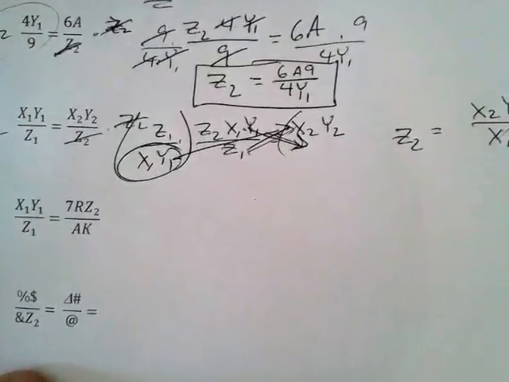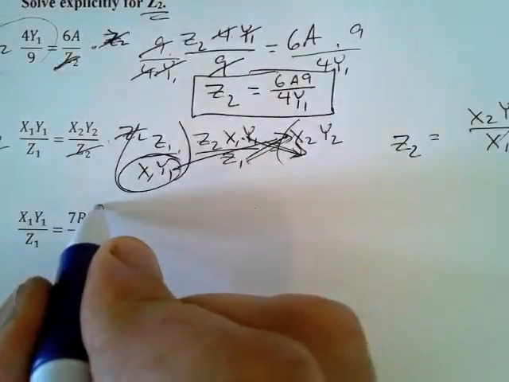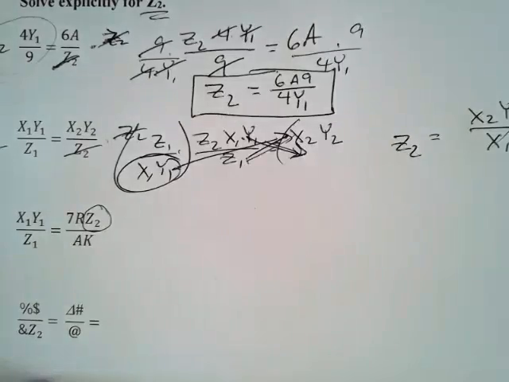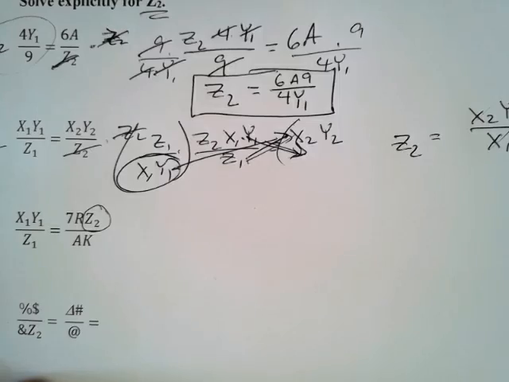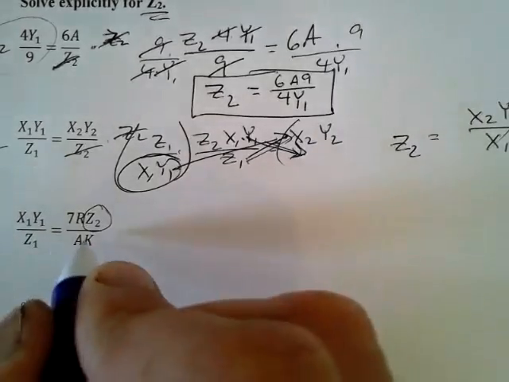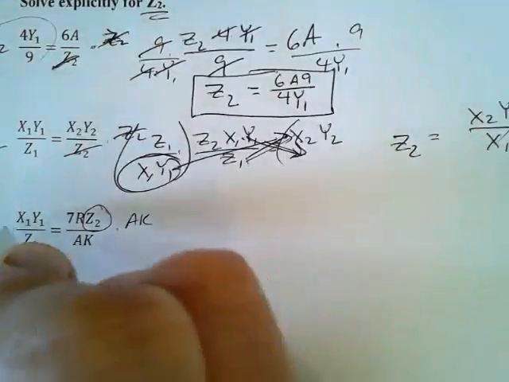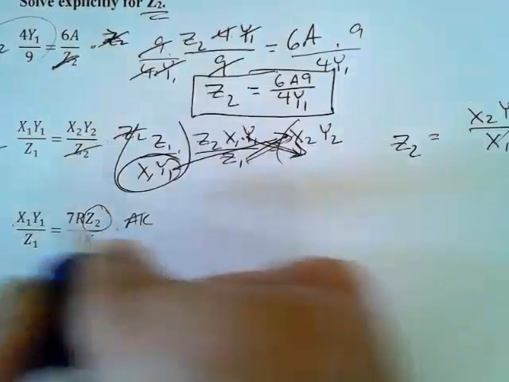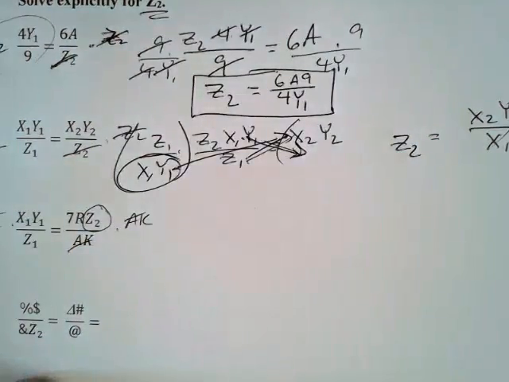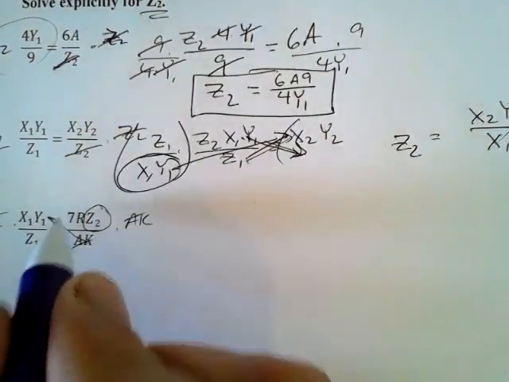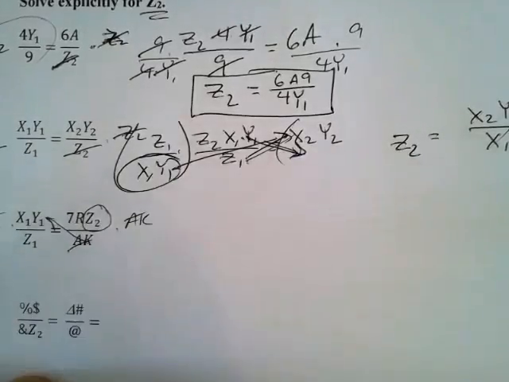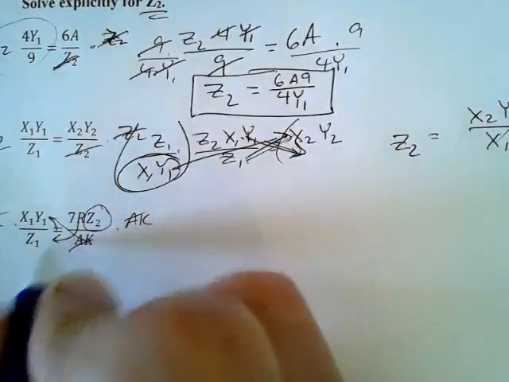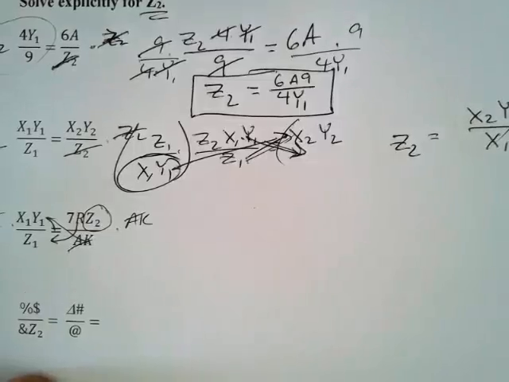Next one down, again, trying to solve for Z2, but notice now Z2 is already in the numerator, so we don't need to start off by multiplying anything. We just need to get rid of the 7, the R, the A, and the K. So one of the things we'd want to do is multiply both sides by AK. Now here I am writing it explicitly, but in my mind is just kind of screaming, oh, just go ahead and cross multiply by AK. And then we would divide both sides by 7R.